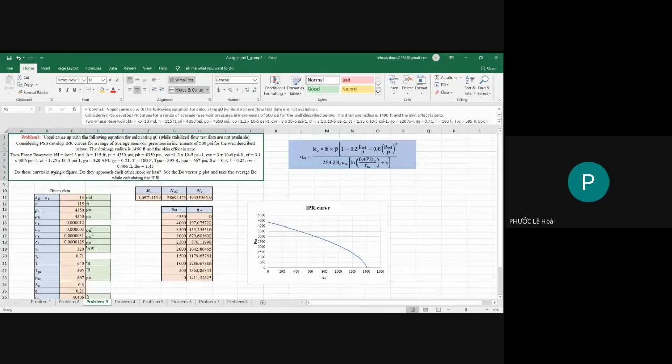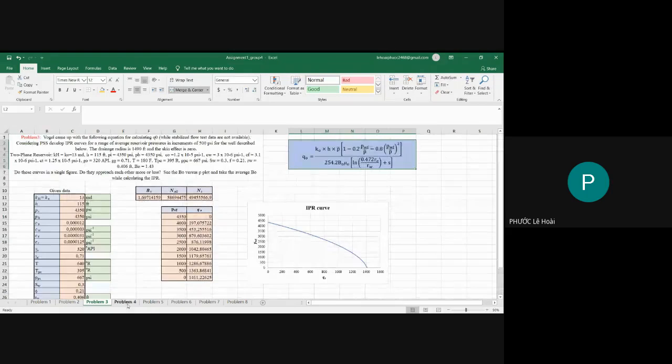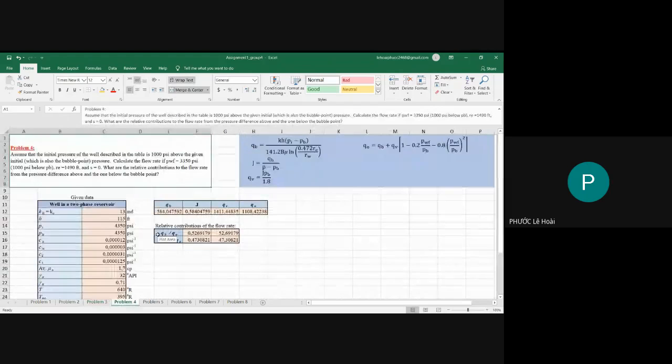Do these curves in a single figure approach each other at small x? Yes. Okay, I think that's also enough for problem 3. Continue to problem 4 here.